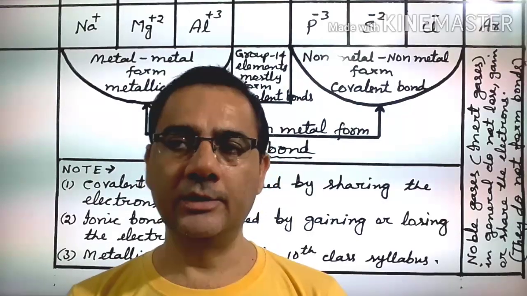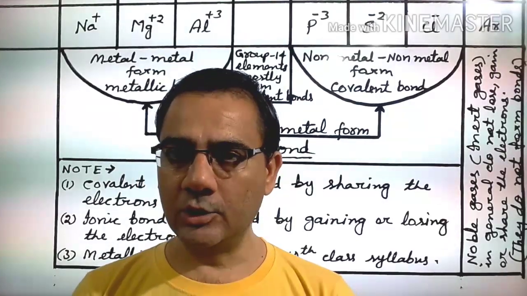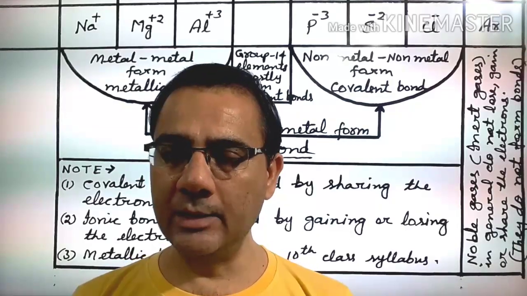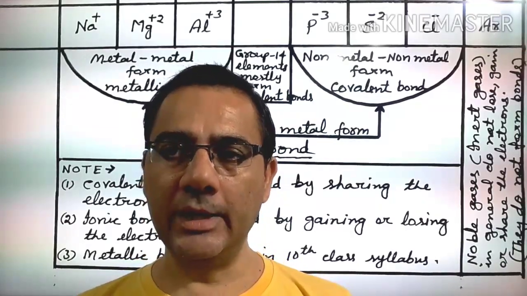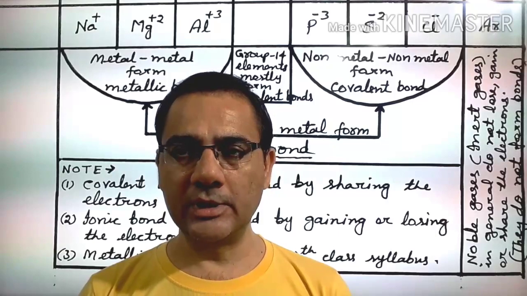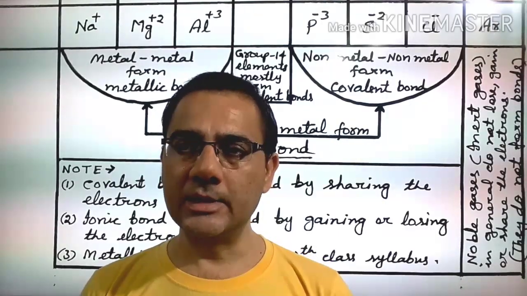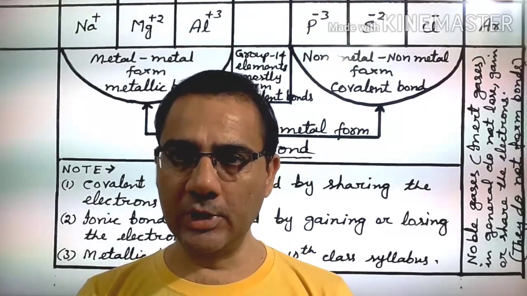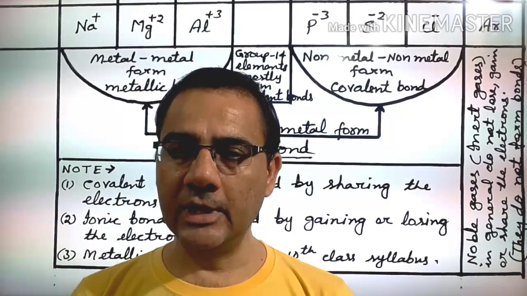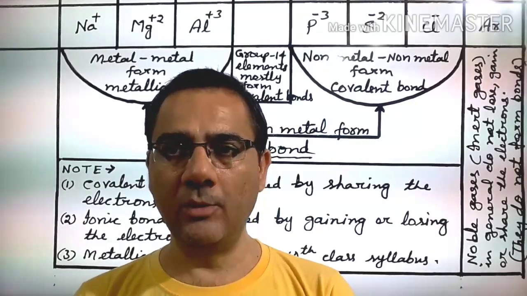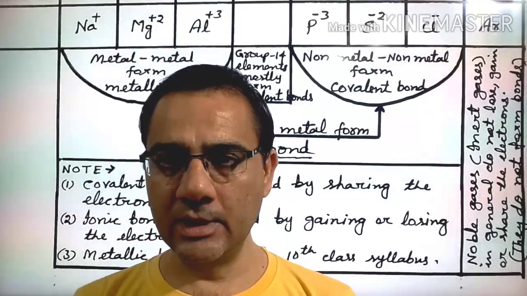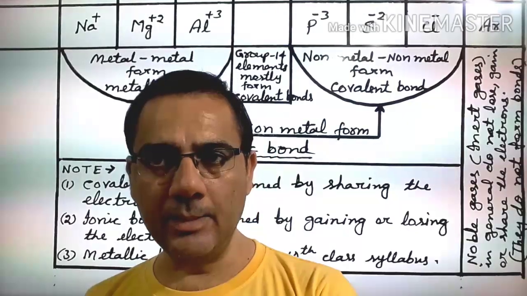Now we go further and we will study now the 2 examples of ionic bond, how the ionic bond is formed, and in your syllabus the 2 compounds are there. One is sodium chloride and the second is magnesium chloride. Both the compounds are ionic, and we will study how the ionic bonds are formed in these 2 compounds, that is NaCl and MgCl2.